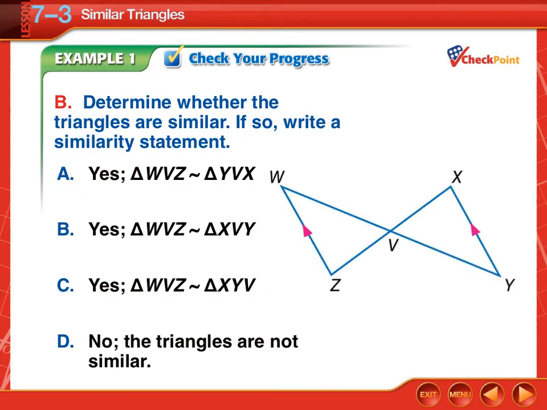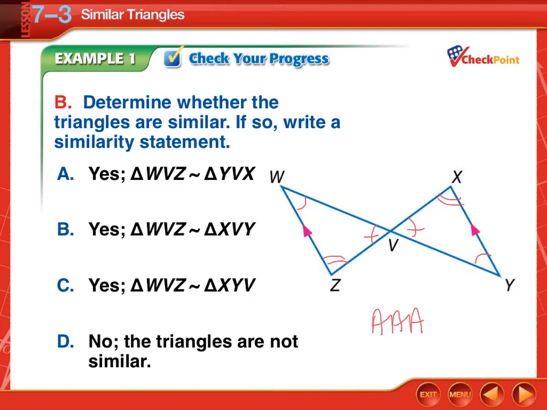All right, another parallel line example. We've got WZ parallel to XY, so we know we've got some alternate interior angles that are congruent. And we also have a third pair congruent, the vertical angles.